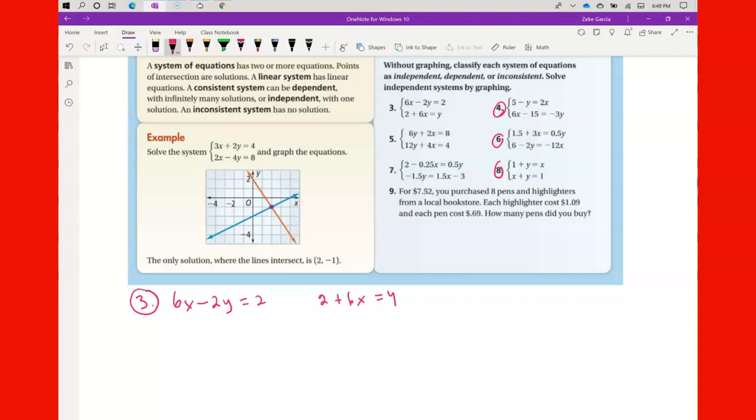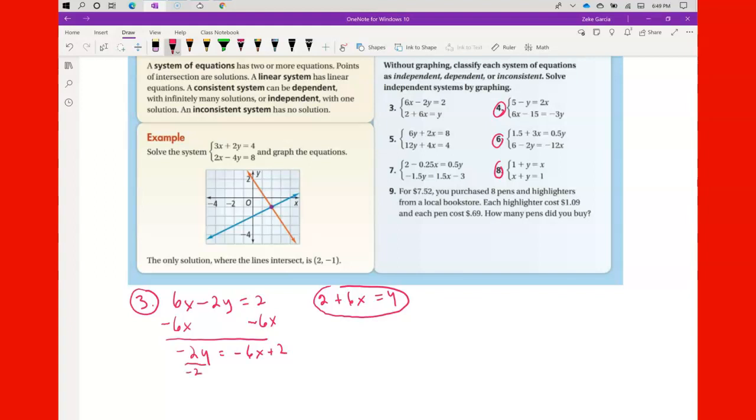But what I want you to do is use graphing paper to show me the solution on graphing paper. So this one is already in slope intercept form. This one I have to solve for y, so I'm going to subtract 6x. I'm going to subtract 6x. So I have negative 2y equals negative 6x plus 2.